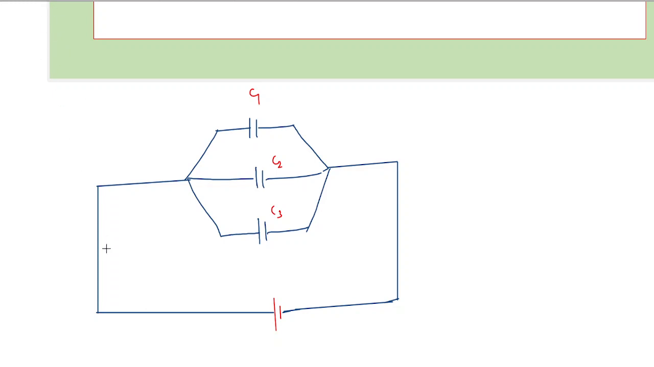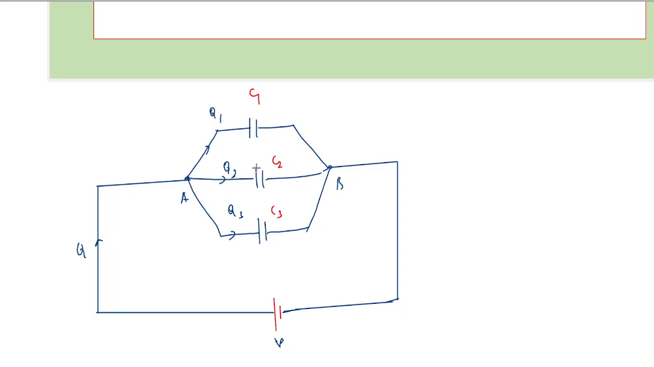Suppose charge Q flows through the circuit, and let the voltage drop be V. If charge Q flows, this Q finds three possible paths. If the charge comes to the point A, it finds three possible paths. So out of this capital Q, some part goes here. The charge going here would be Q1, the charge going here is say Q2, and the charge flowing here is Q3. So the charge from here would be minus Q1, minus Q2, and minus Q3. So we get positive and negative, positive and negative.